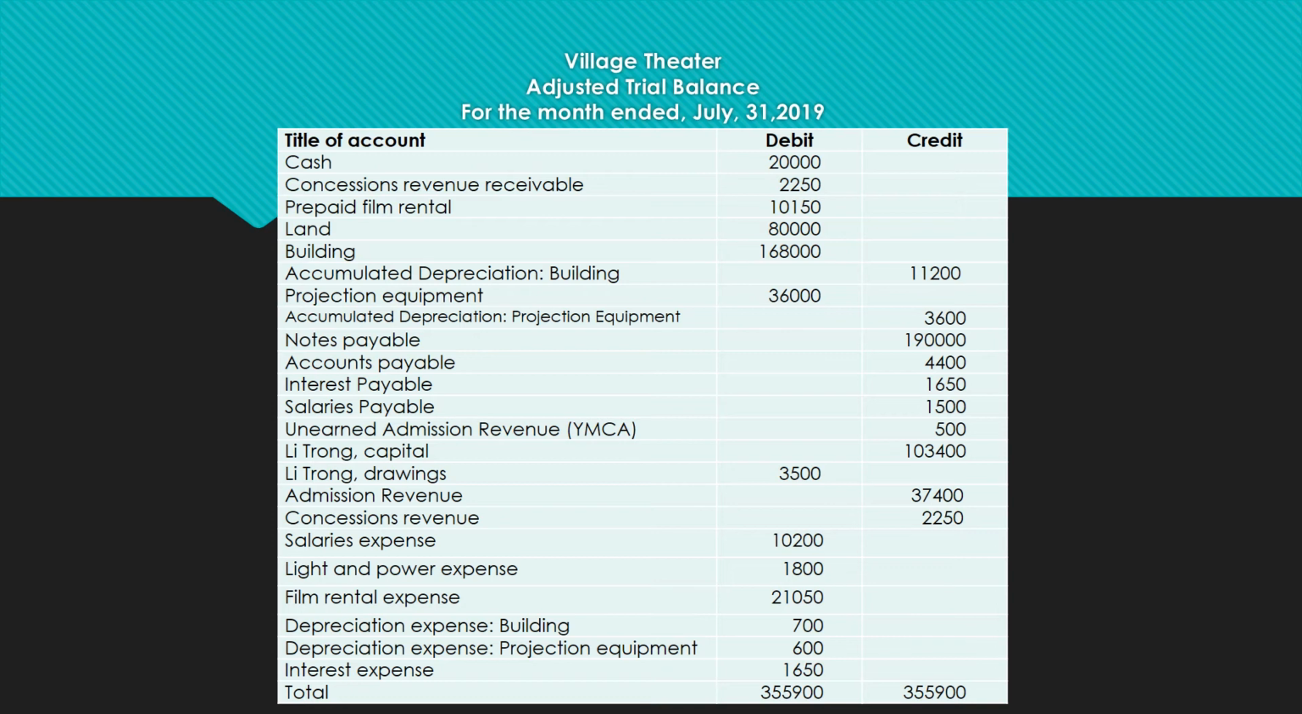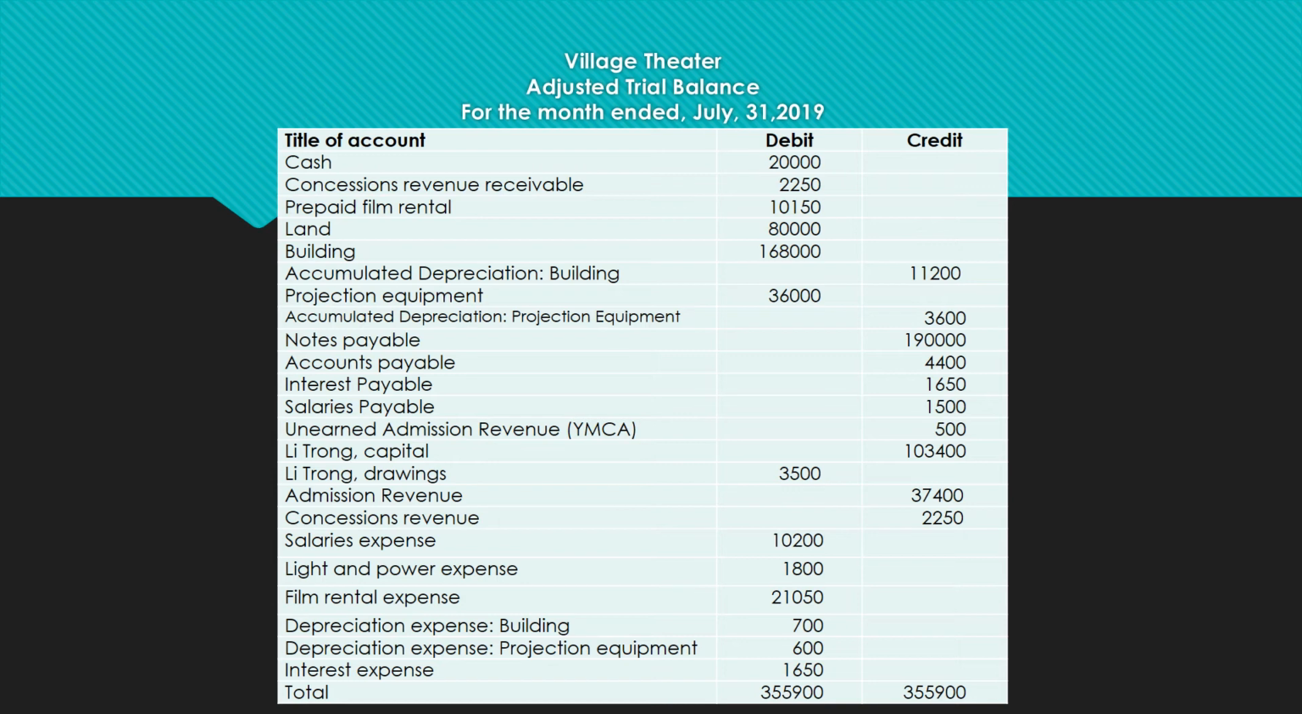Now prepaid film rental before adjustments was 31,200. Out of that 31,200, 21,050 expired for the month of July. Now the remaining balance in prepaid film rental will be 10,150. Land we have kept as it is, 80,000. Building, the cost of the building, is also kept the same as it is, 168,000.